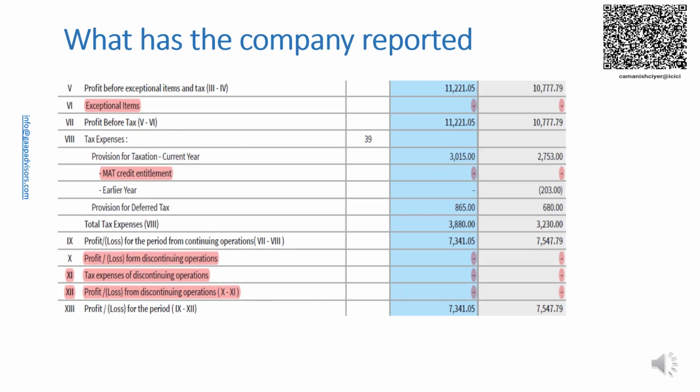An extract of the statement of profit and loss from profit before exceptional items to profit for the period presented by a listed company has been shown in this slide. In this slide, you can see that the extract has 14 line items. Of these 14 line items, 5 are nil line items, that is immaterial information.